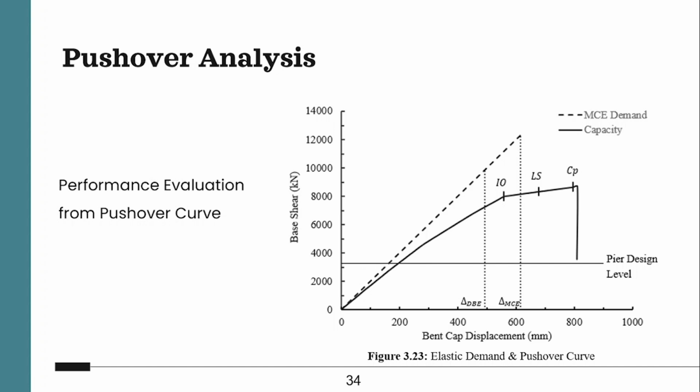As this bridge is designed under category other, the criterion for performance is that the structure has to remain within the CP level in the maximum considered earthquake. So we can see that our capacity is much higher than the demand. So in this case we can finally conclude that our performance is okay.